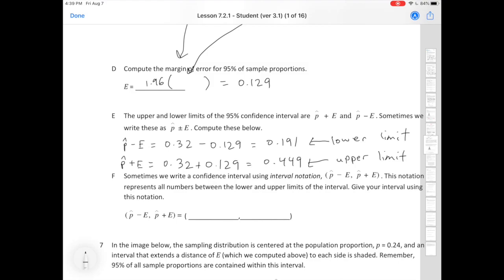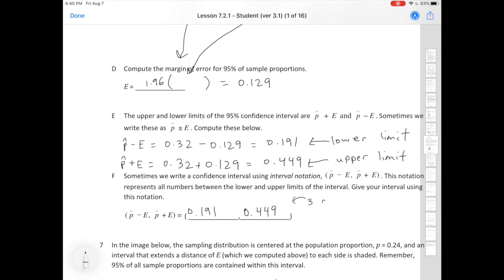Sometimes we write a confidence interval using interval notation. So interval notation looks like this. You put in parentheses and you put the smaller number, comma, and then you put the larger number. In math, when you write this, this means that we want all numbers in between those two numbers. And so this is what it looks like. We write 0.191 until 0.449, which we could put a 0 in front of the point. It does make it a little easier to read. So it's 0.191 until 0.449. Okay, that would be a confidence interval.